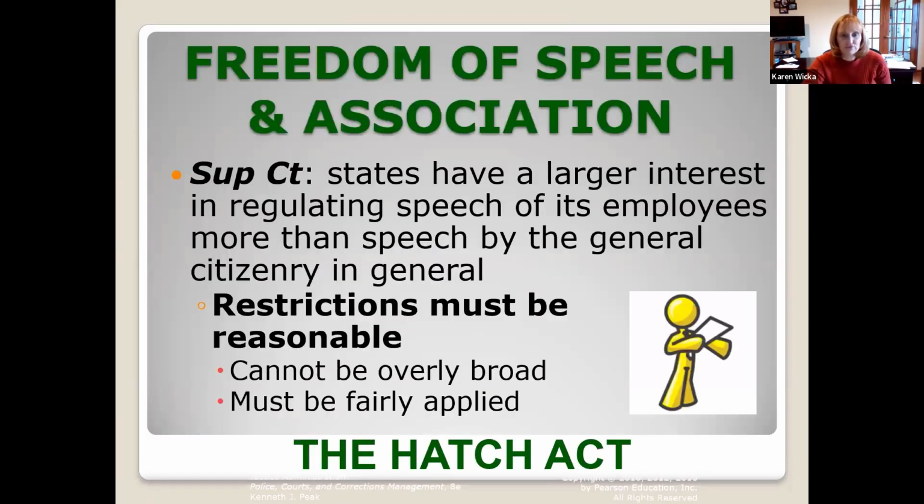So a couple other constitutional rights: freedom of speech and association.